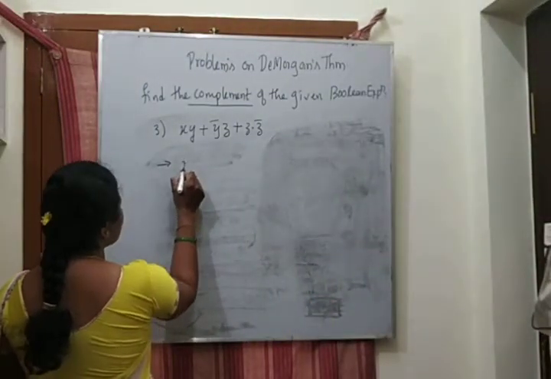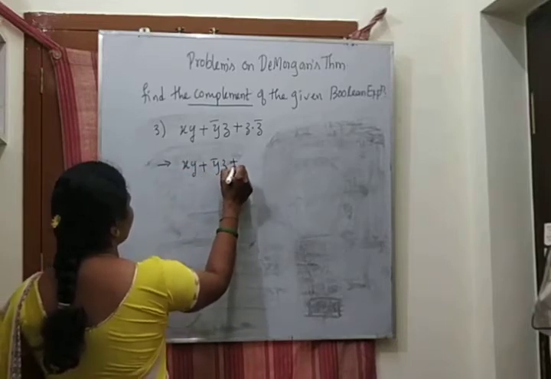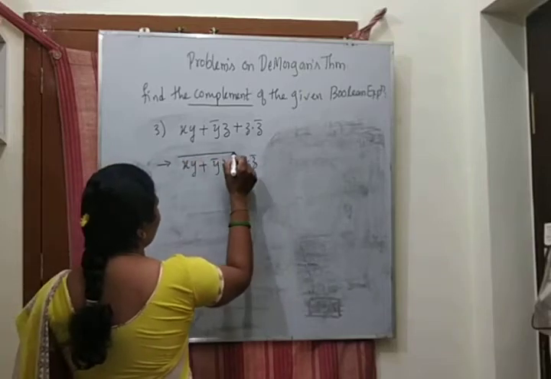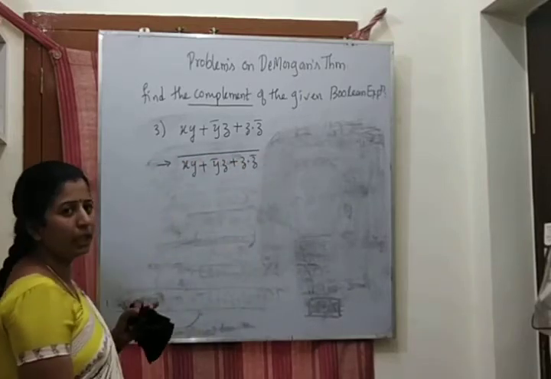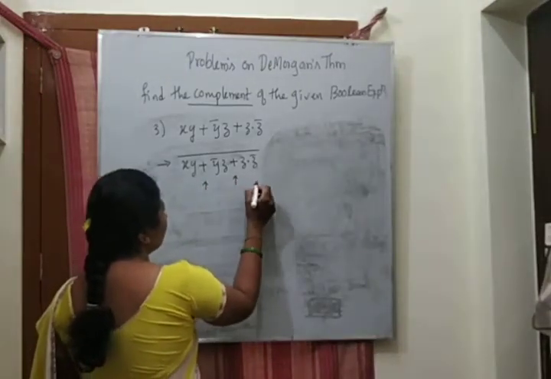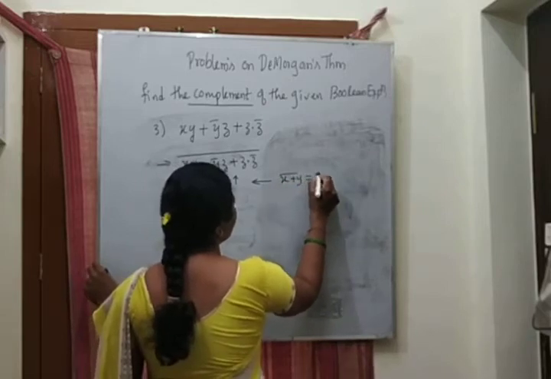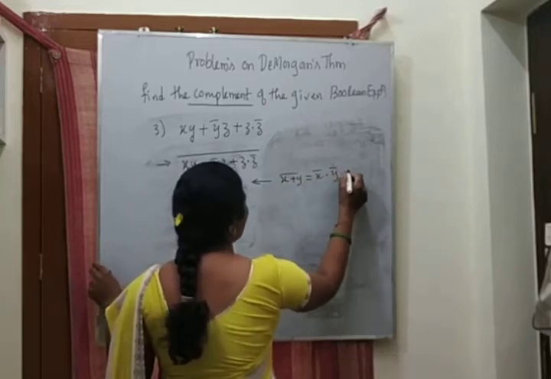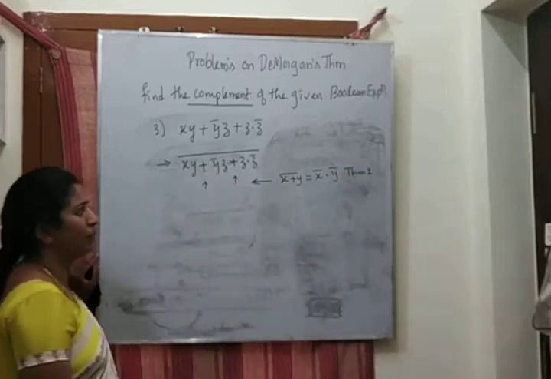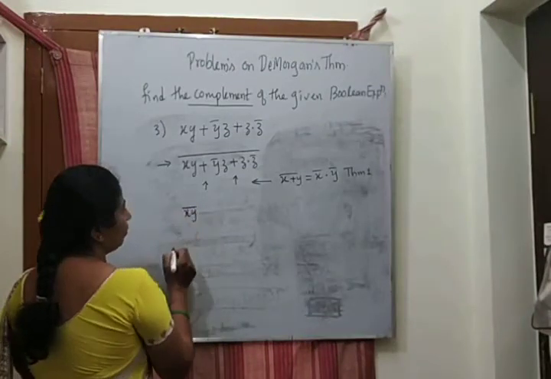Copy down the expression as it is first. Apply the whole bar. First we'll remove the plus here. Apply the theorem x plus y whole bar can be written as x complement into y complement, that is according to our De Morgan's theorem number 1. What will you get? XY whole bar.